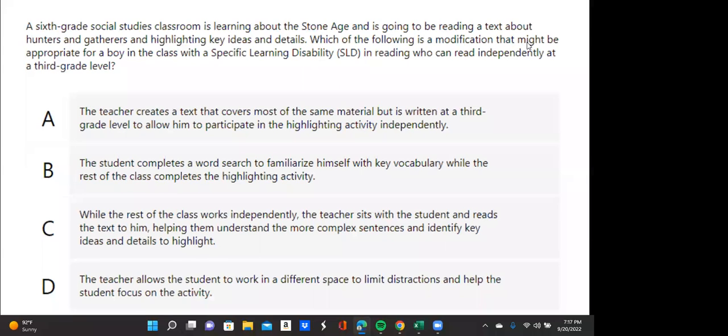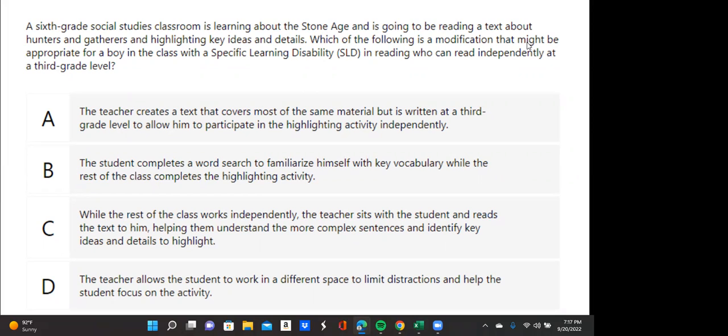A sixth grade social studies classroom is learning about the Stone Age and is going to be reading a text about hunters and gatherers and highlighting key ideas and details. Which of the following is a modification that might be appropriate for a boy in the class with a specific learning disability in reading, who can read independently at a third grade level?